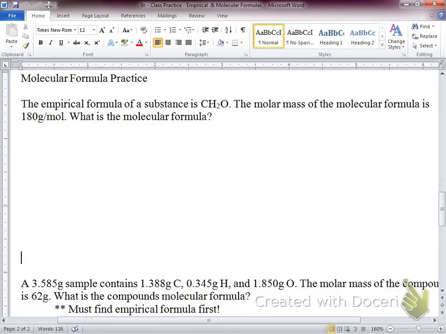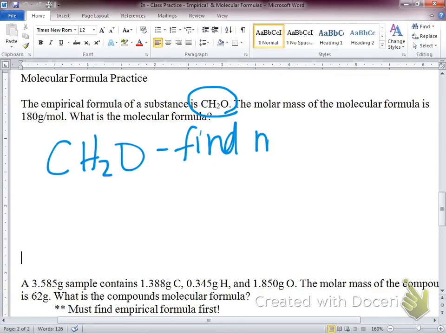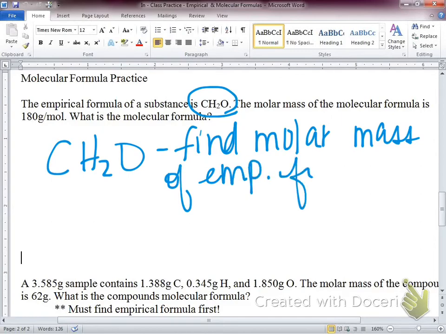Here, someone already did all the work for you of finding the empirical formula, which is CH2O. Once we have the empirical formula, we want to find the molar mass. So find the molar mass of the empirical formula. That's the first step there.